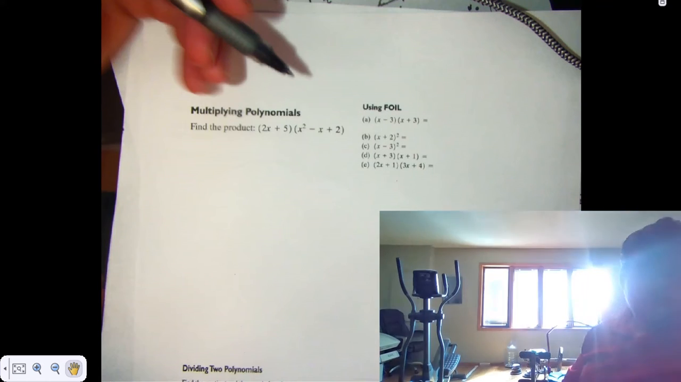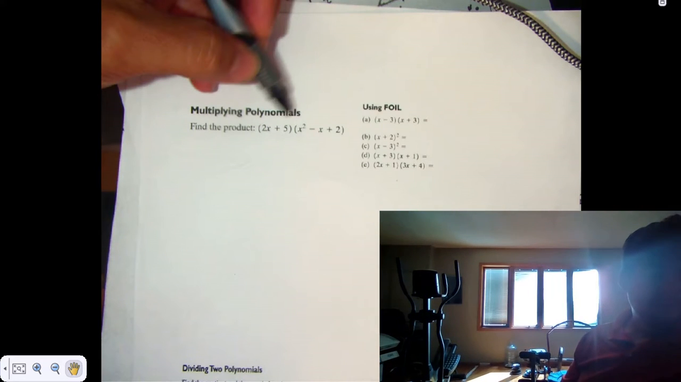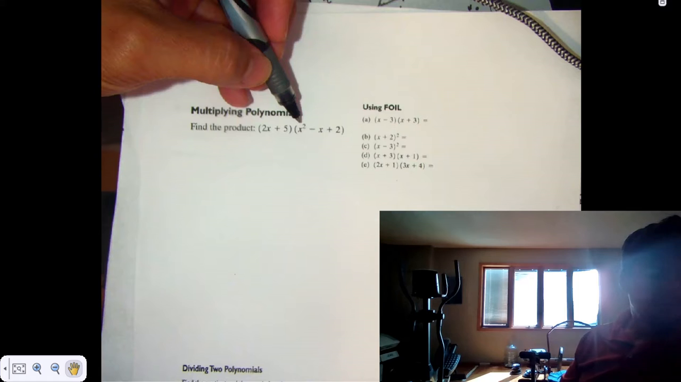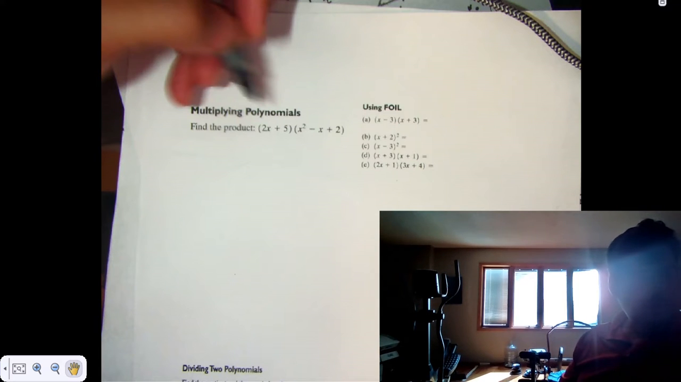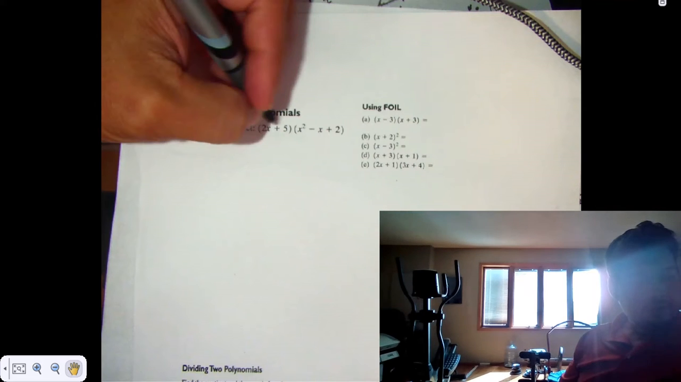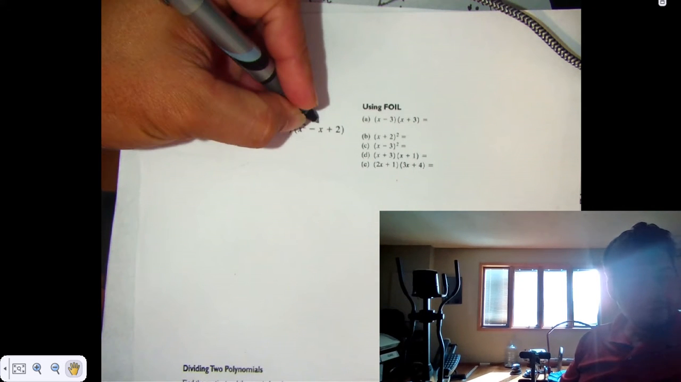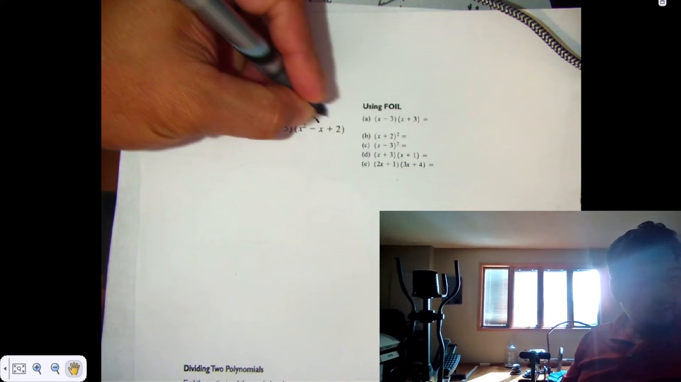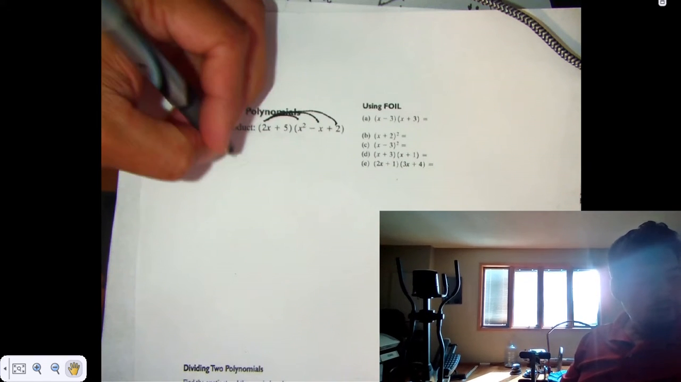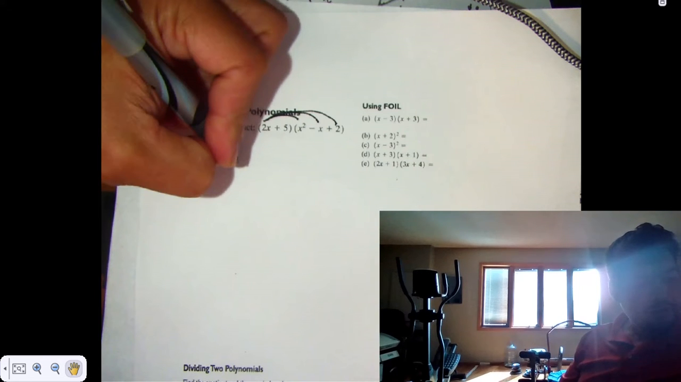Here our goal is to find the product of these two polynomials. By the way, they're called polynomial because they're multiple things, poly meaning multiple. And all we're going to do here is use what we call the double distributive property. So I'm going to take that 2x and multiply it by everything in there. And if I'm taking too long for you, go ahead and do it. You shouldn't have any problems with this kind of content.